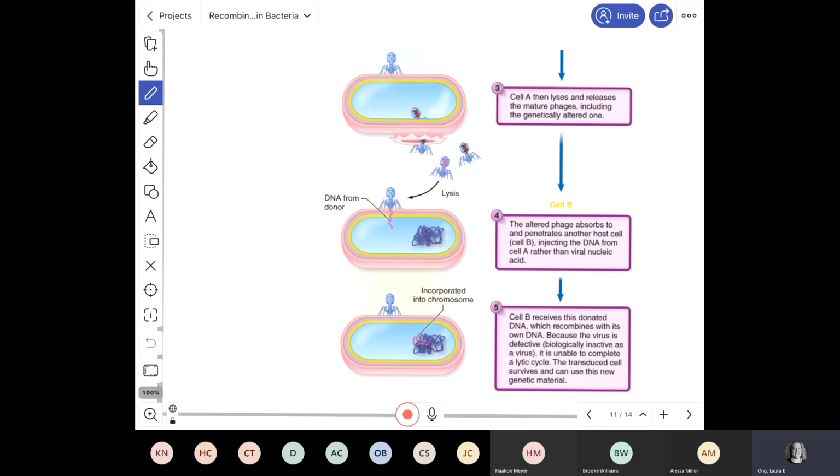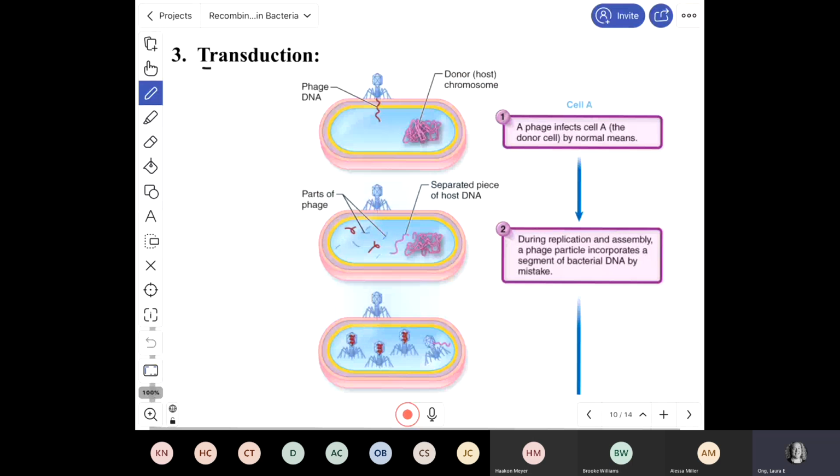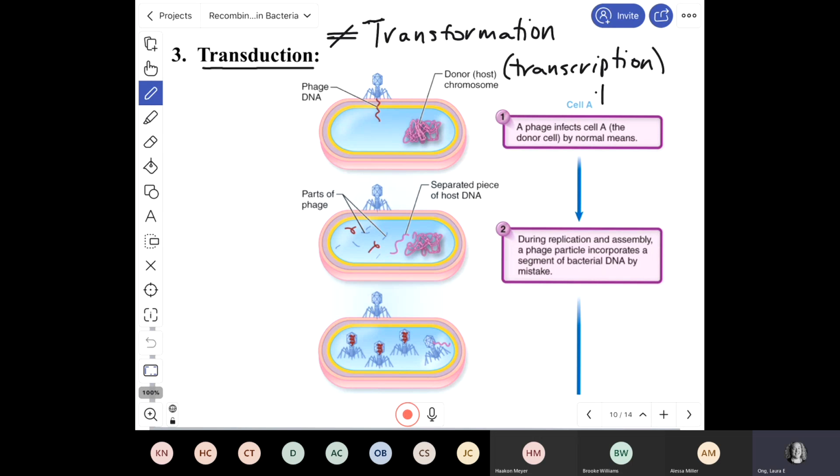So the third way that genes can move between bacteria is via transduction. And be really careful when you're writing or answering questions about these methods that you don't mix up transduction and transformation. Those are two different things. And unfortunately, we also have on this exam transcription and translation. And all of these four are similar words, but they are not the same.